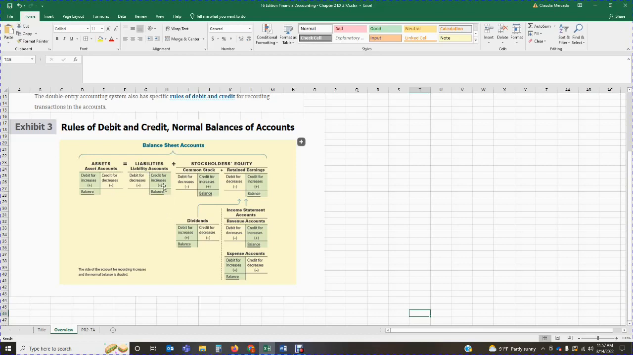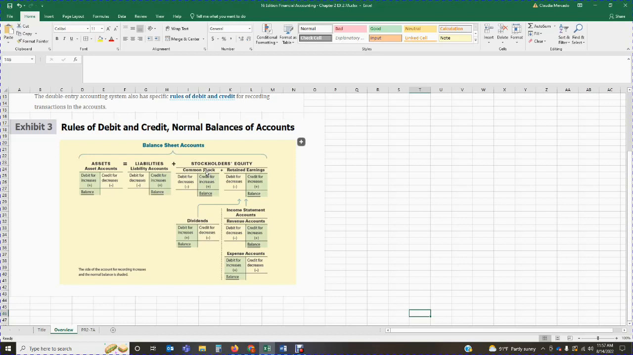Let's say you purchased something on account. Now you owe more money. If your liabilities increased, you would credit. If your liabilities decrease, which is when you make a payment, then that liability account decreases, you would need to debit the account. Okay? So you've got common stock.